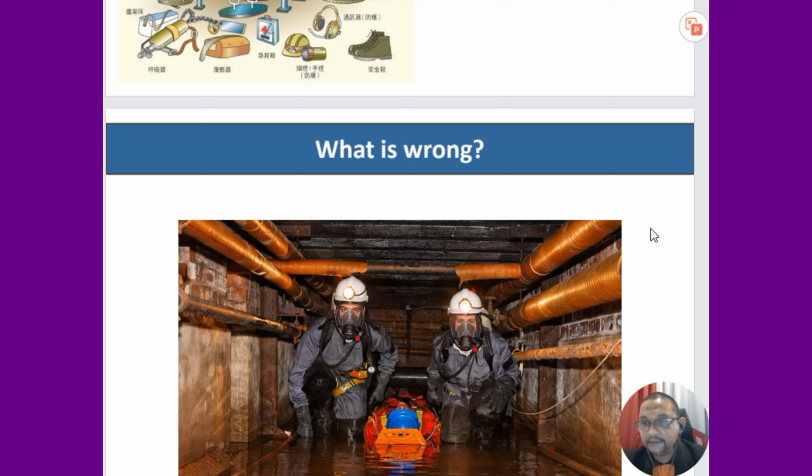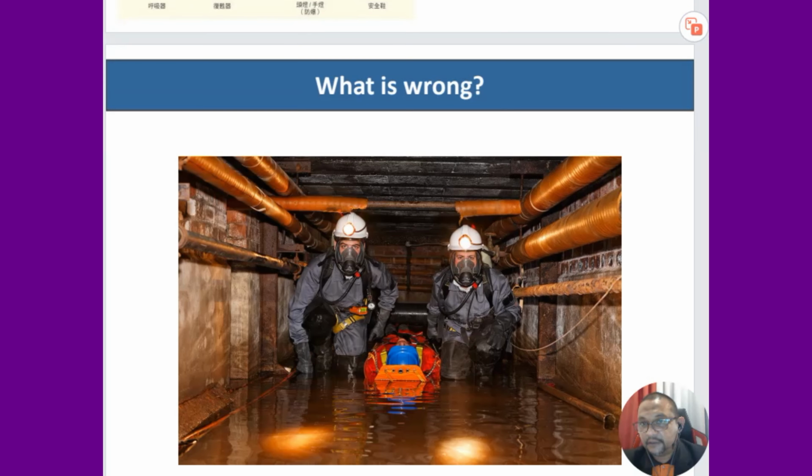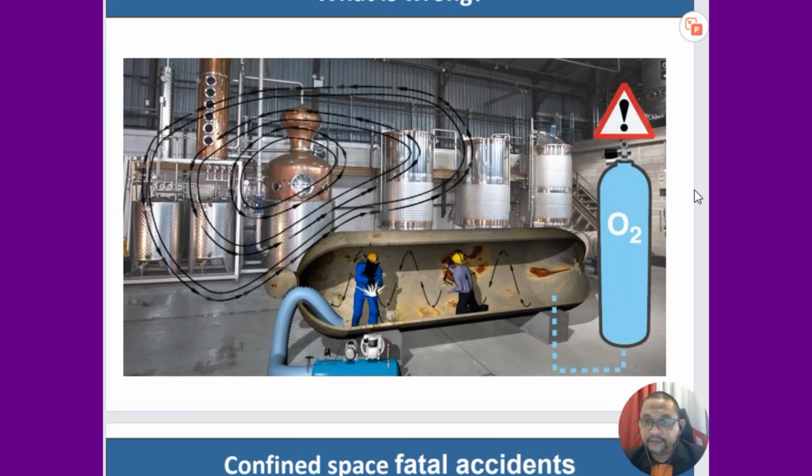So let's look at this picture. Okay, don't give the answer, just look and then think about the answer. What is wrong with this confined space? Okay, number two picture, this is also a confined space. What's wrong with this picture? What's wrong with these workers?